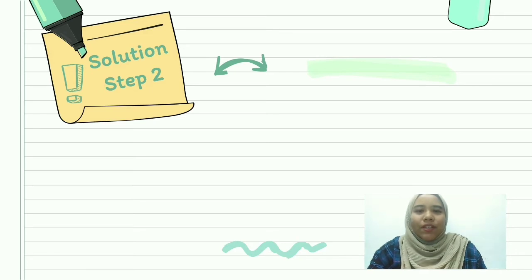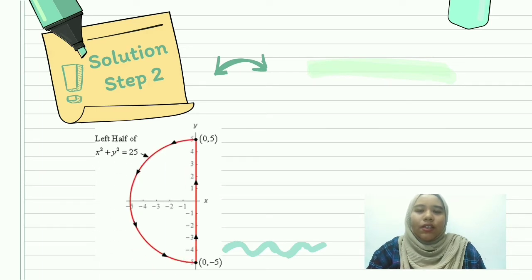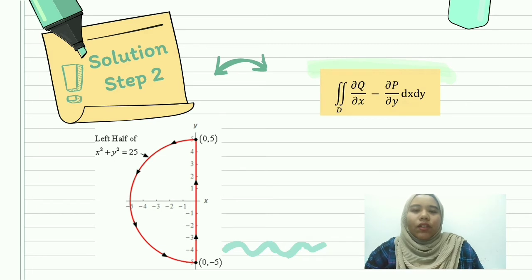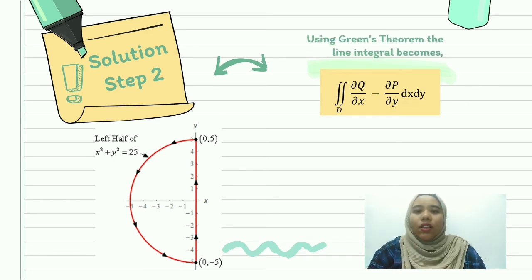Hi, my name is Nur Amira Shafika binti Aman Shah. So I want to show you the solution for step 2 of this question. Okay, from this question, we can see we have a semicircle region which runs counterclockwise, and the region is on our left. Since the region is on our left, it is a positive orientation. Okay, so this is a closed loop region, so we use Green's theorem to solve this question.